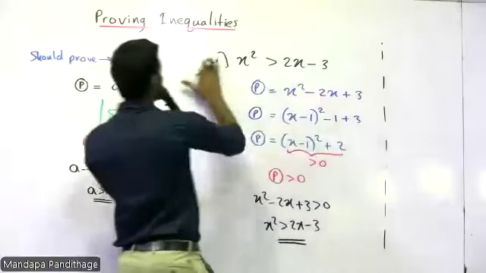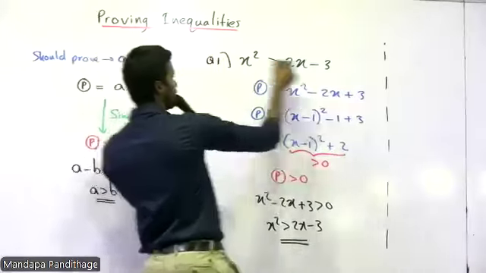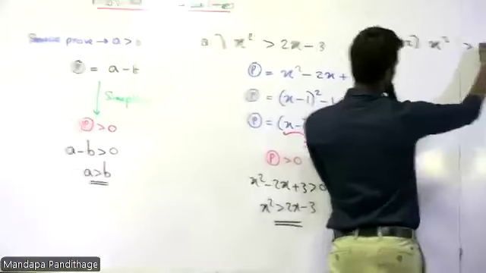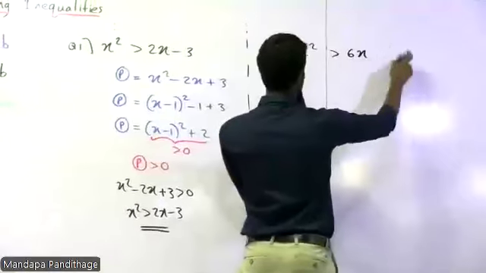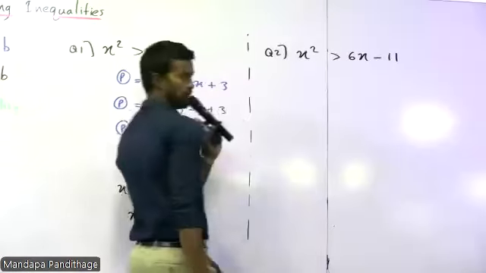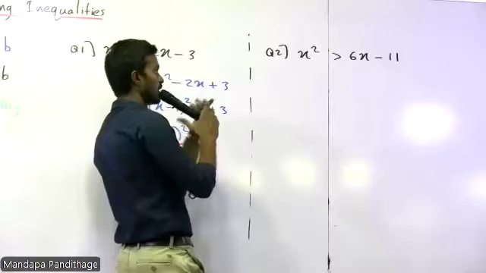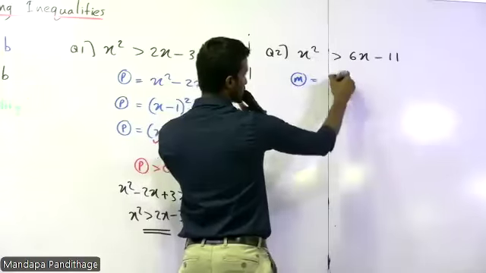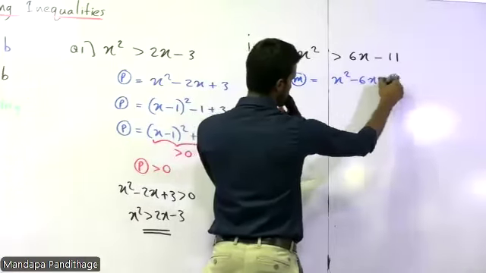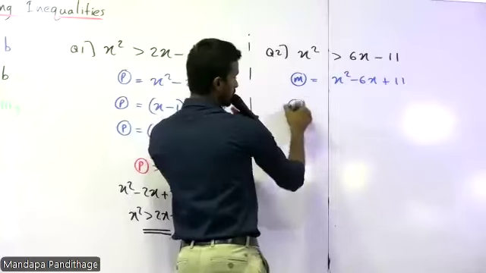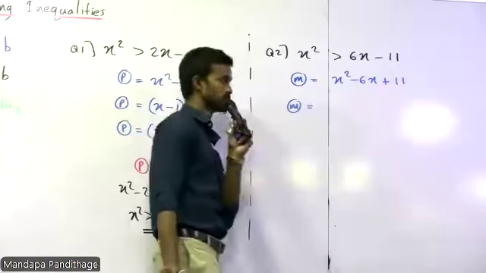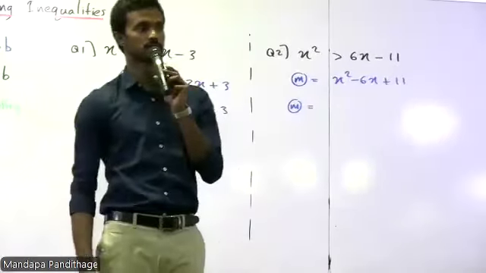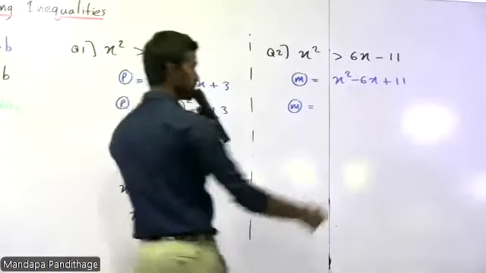Example number 2. So I'm supposed to show that x squared is greater than 6x minus 11. Okay, write an expression. Listen to this, okay? Write an expression, any letter. Take this to this side: x squared minus 6x plus 11. So when we have to show that a quadratic expression is positive, what we have to do is complete the square.